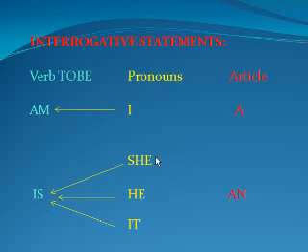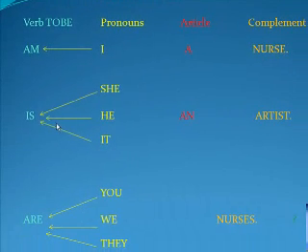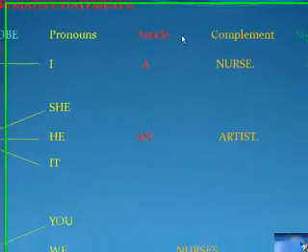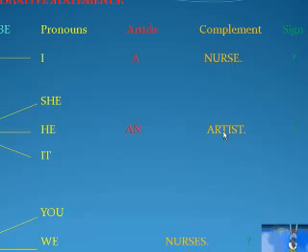Am I, is she, is he, is it, are you, are we, are they, and the article a, an. Next, complement: nurse, artist, nurses, and the last, the sign.